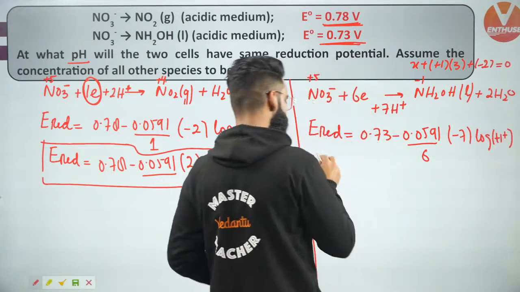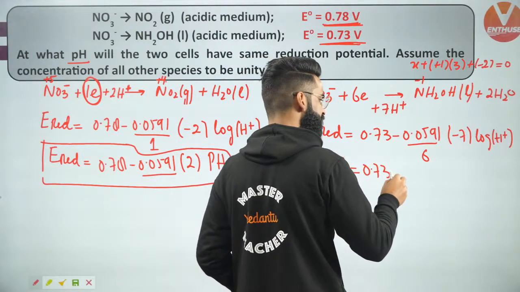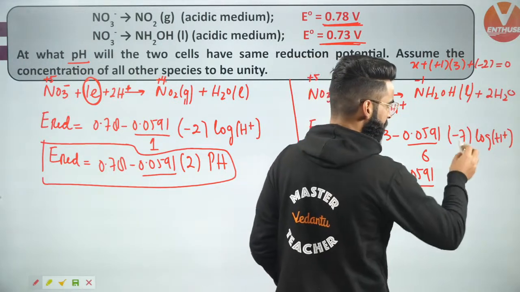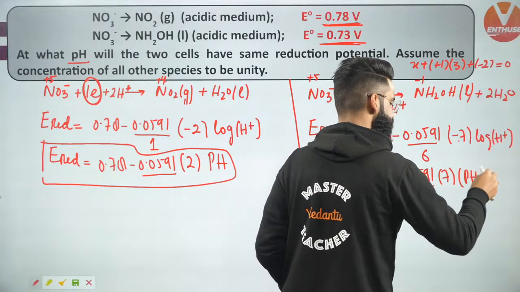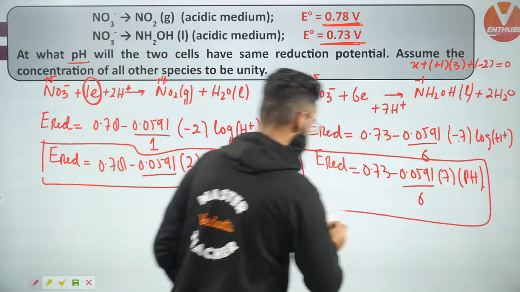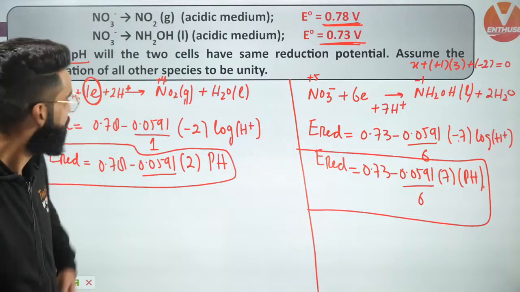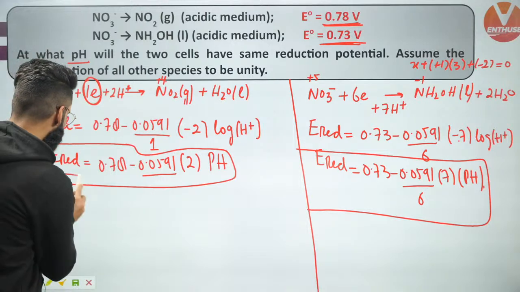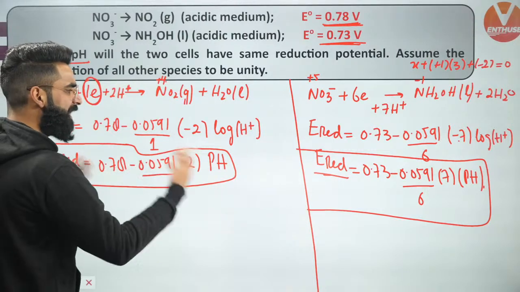So people, I'm going to write it like this. The reduction potential of the electrode will be equal to 0.73 minus 0.0591 divided by 6. It's going to be minus log of H positive, simply pH. It's going to be 7 multiplied by pH. People, this is one more equation which I got. Now, as per question, what we were supposed to calculate? At what pH will the two cells have same reduction potential? This is the reduction potential of the first electrode. This is the reduction potential of the second electrode.